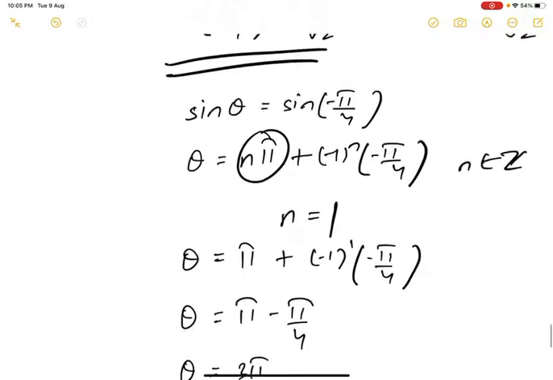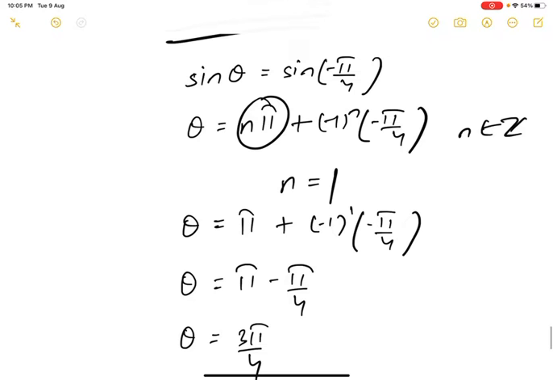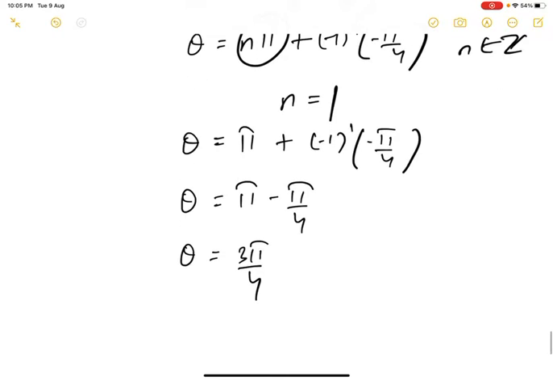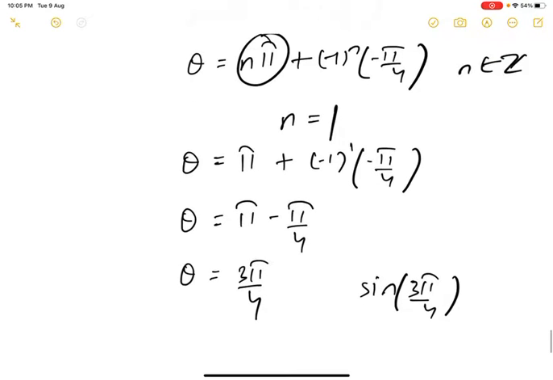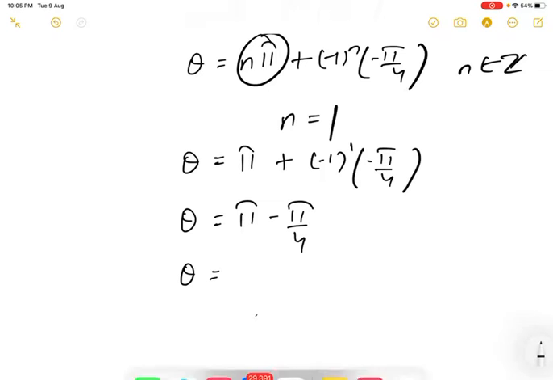Now 3 pi by 4, is this a principal solution? Can you check if it is a principal solution? You will see sine of 3 pi by 4. What is sine of 3 pi by 4? Sorry, there's one mistake that has happened over here. So this is positive, right? Because this is minus 1 raised to 1, which is minus 1 multiplied with minus, this becomes positive. So this is actually 5 pi by 4, right? It's not 3 pi by 4, it will become 5 pi by 4.